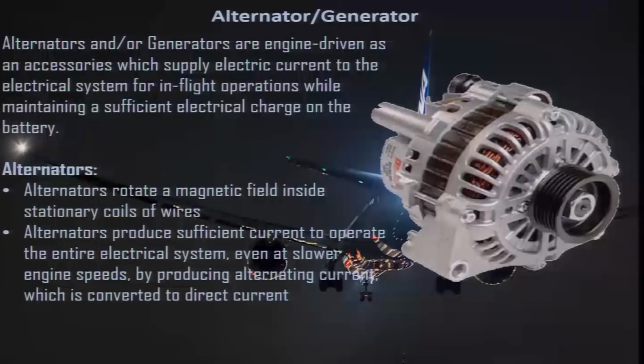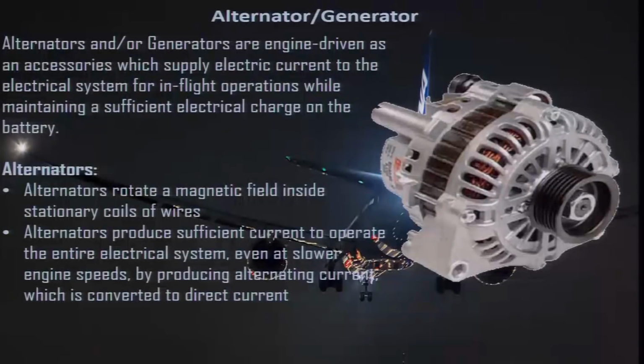Now, coming to the alternator or generator. Alternators and generators are engine driven as an accessory which supply electric current to the electrical system for in-flight operations while maintaining a sufficient electrical charge on the battery.